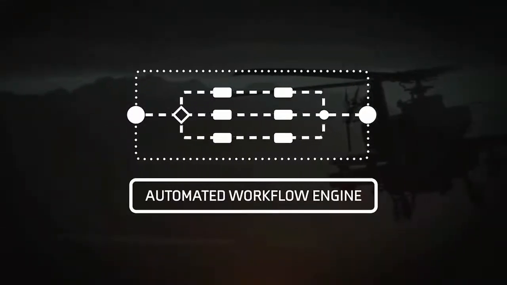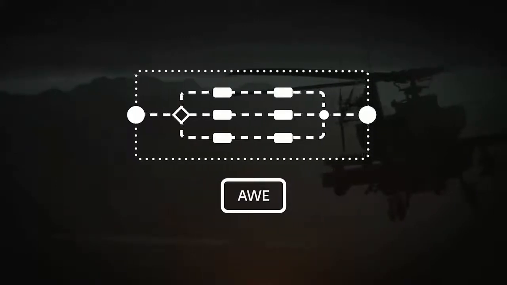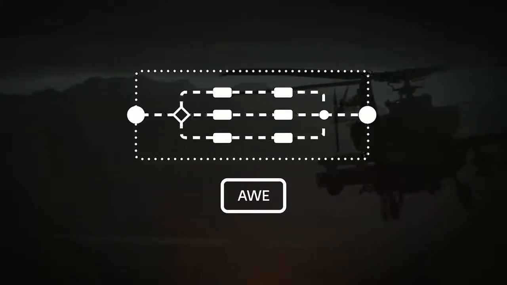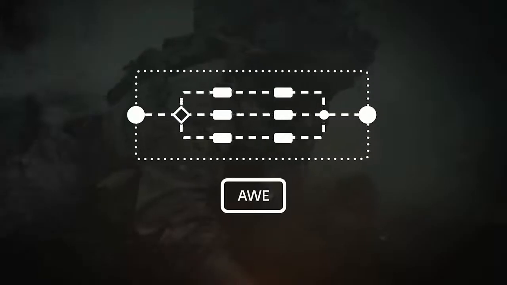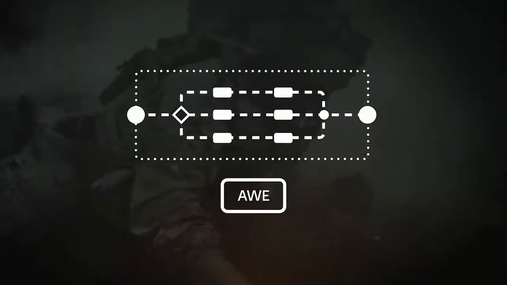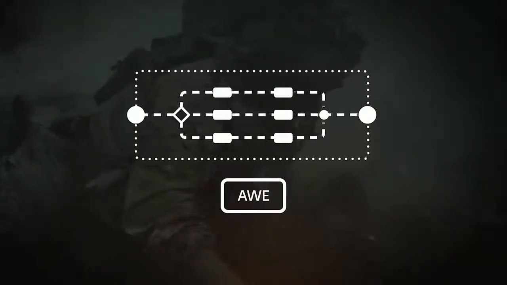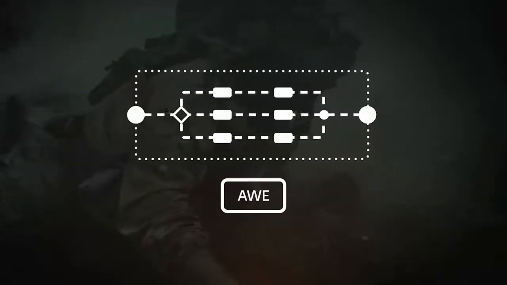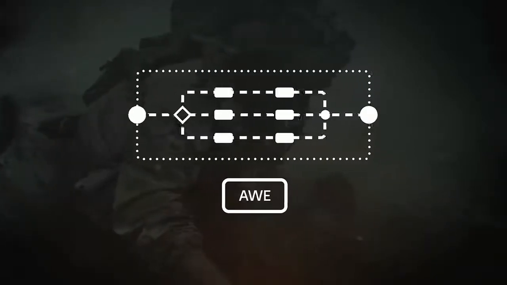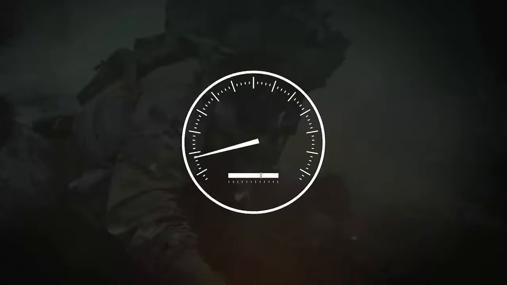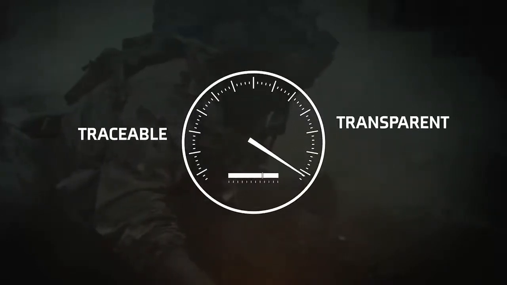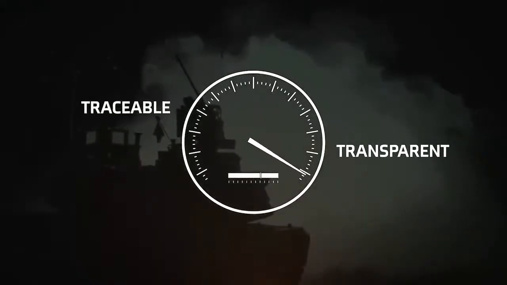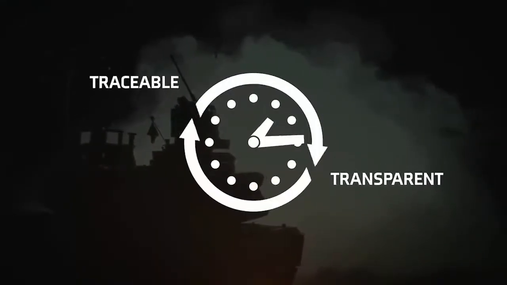The Automated Workflow Engine, or AWE, provides the ability to process IPPS-A-initiated HR actions at a more rapid pace than ever before. Members will no longer need to email or hand carry personnel actions through the approval chain. The whole transaction, from start to finish, is vastly expedited, traceable, and transparent. Members are also able to see the real-time status of their submitted actions.